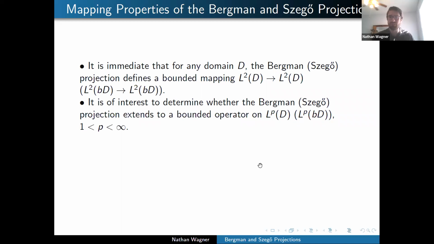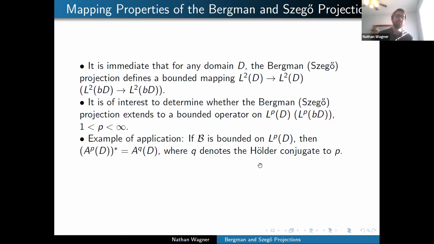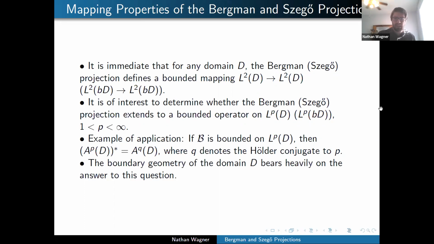For someone that's more interested in function theory, you might say, why would you care about LP boundedness? Well, here's an example of an application. It turns out that if the Bergman projection is bounded on LP, then that means that the dual of AP is AQ, where Q denotes the Holder conjugate, and that's what you would expect. I didn't define AP spaces, but they have the same definition as A2, except you look at the P norm rather than the 2 norm.